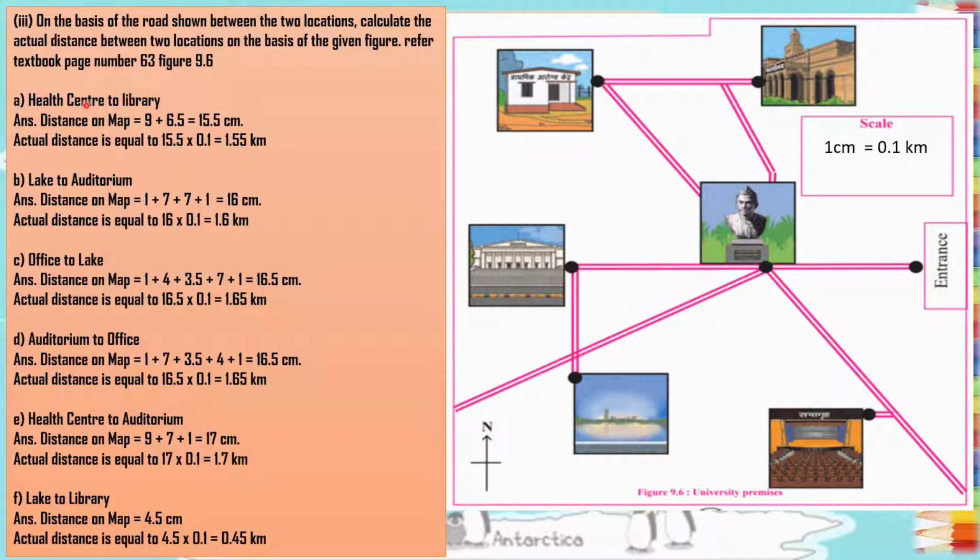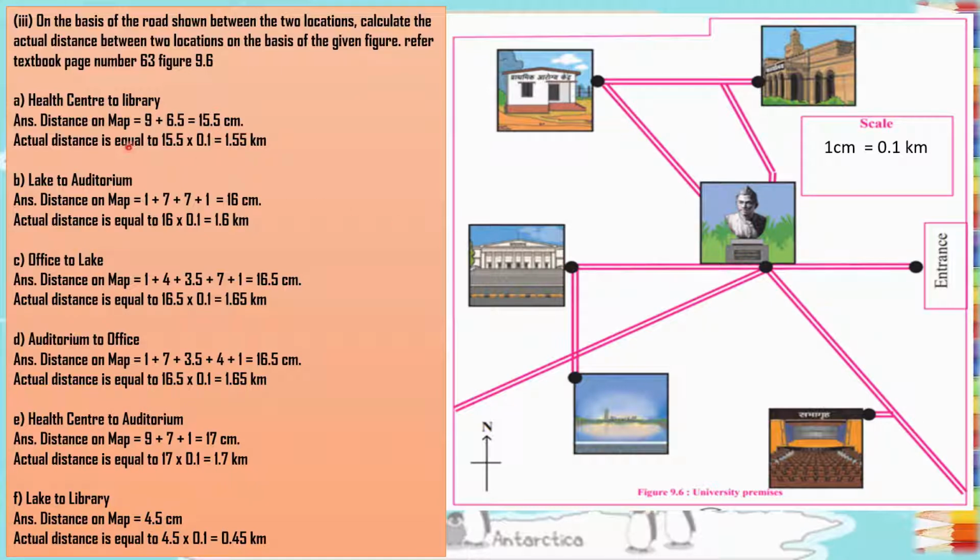The first one is the health center to library. Now students, you can see here, this one is the health center and here is the library. So we need to calculate the distance between health center to library. If you measure this distance from the health center to the statue, this is a full 9 centimeter. So 9 centimeter plus from statue to library is 6.5. So 9 plus 6.5 is 15.5 centimeter.